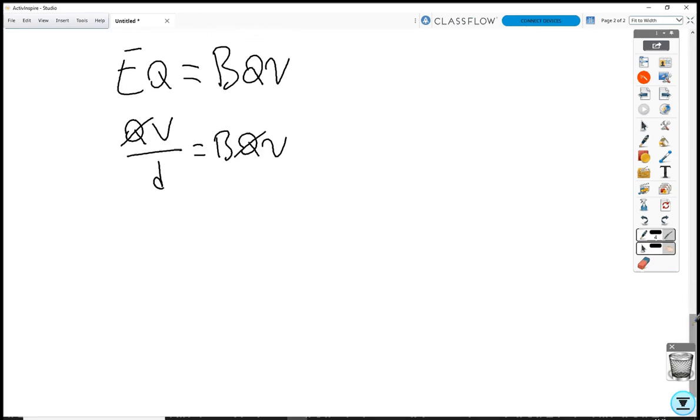So now that the charges cancel out, we can rearrange this to find the velocity. So little v equals to B, big V, sorry, that's incorrect. It's big V over BD.